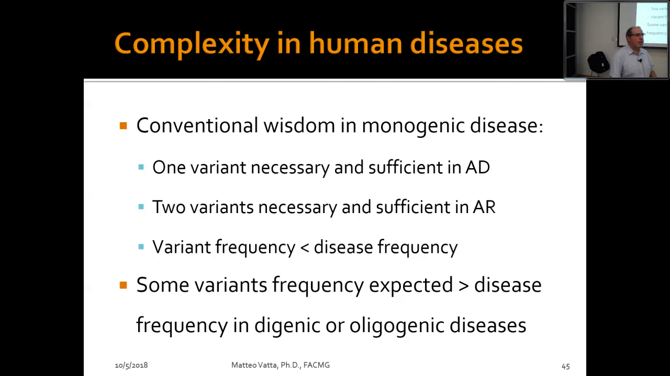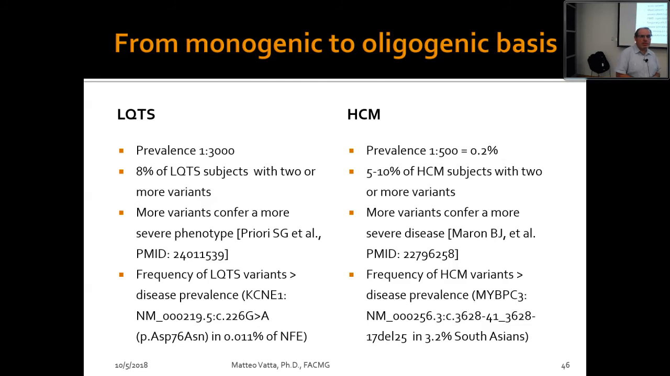So usually, the conventional wisdom is that a variant cannot be more frequent than the disease. Then, if you have an autosomal dominant disease, you need one variant, so one allele to be mutated. Autosomal recessive, you need two. End of story. Not so fast. There are some variants that are, again, more frequent than the disease. And there are some diseases that can present as a digenic or oligogenic disease itself, depending also on the severity of presentation.